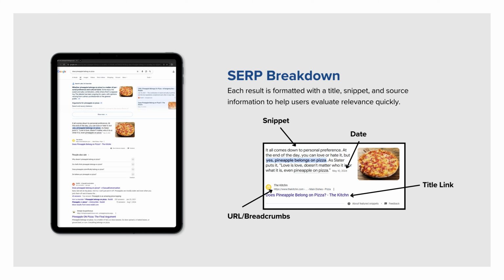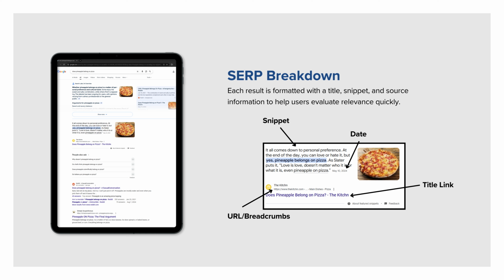Once results are ranked, Google formats them into what we see as the familiar search engine results page, or SERP. Each result includes the title link, often pulled from the title tag or the page's heading, a snippet pulled from either the meta description or content that matches your query, the URL or breadcrumbs to help show where the page lives within the site, and sometimes a date if the content has a clear published or updated time.